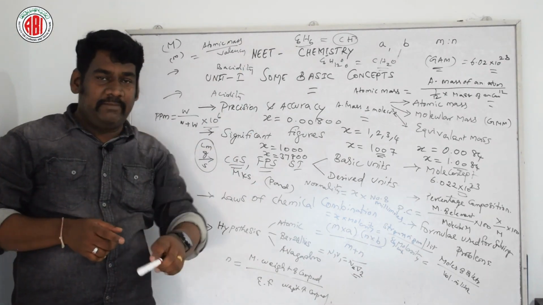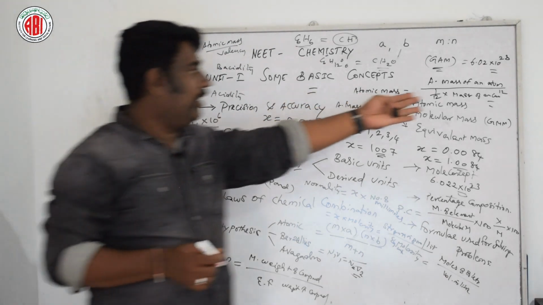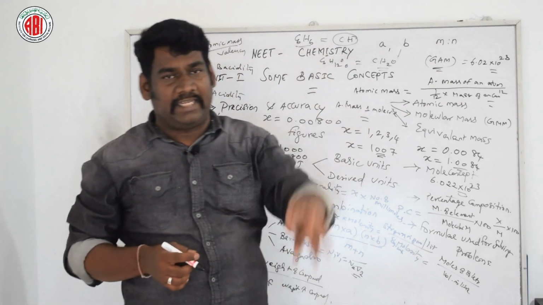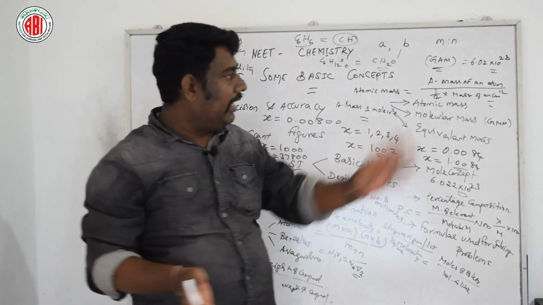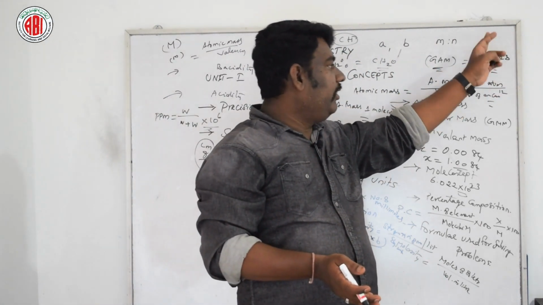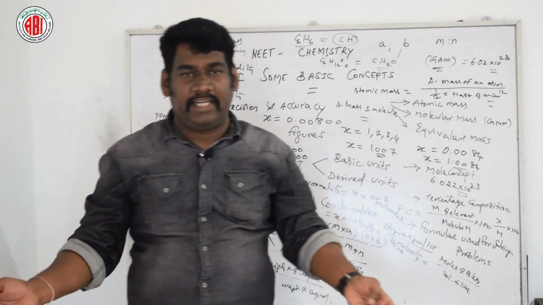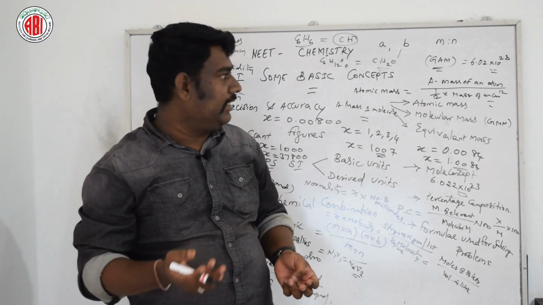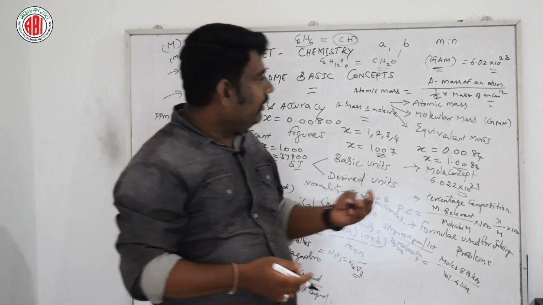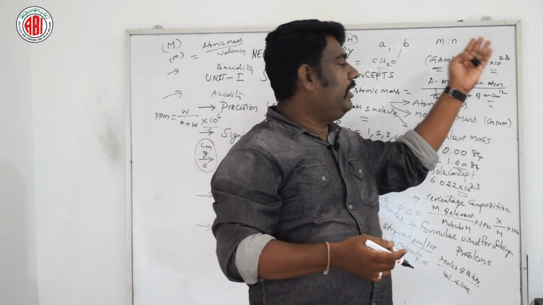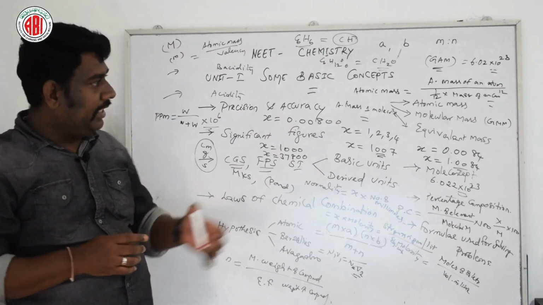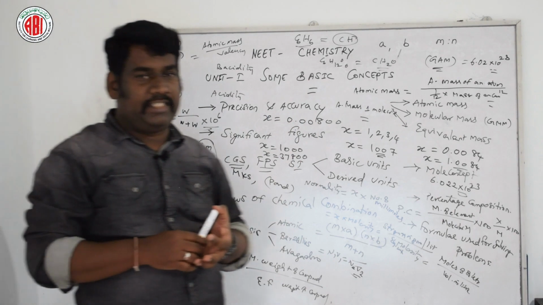1 mole of atoms is also a similar value, 6.023 into 10 to the power of 23 atoms. In case of molecules, again 6.023 into 10 to the power of 23 molecules. For subatomic particles, 1 mole of electrons is also 6.023 into 10 to the power of 23 electrons. The value will be similar when we discuss this mole concept.